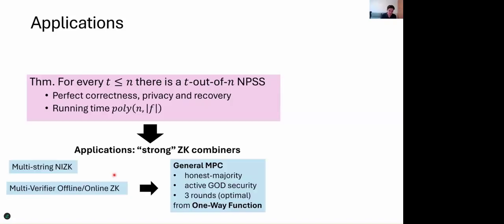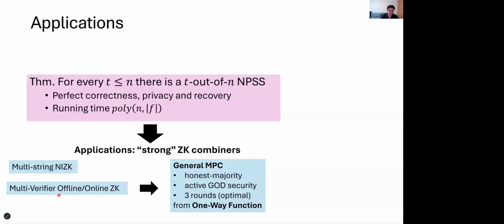So once we have this theorem, we show that you can use it to get a strong notion of zero-knowledge combiners. And in particular, we're going to get what's known as multi-string NISC. I will explain this application in a minute. We also construct multi-verifier offline-online zero-knowledge proofs.